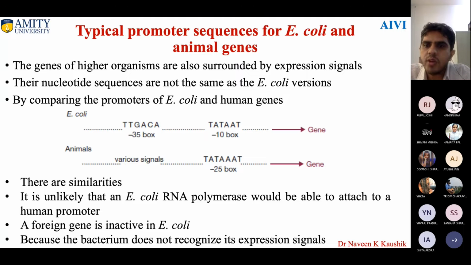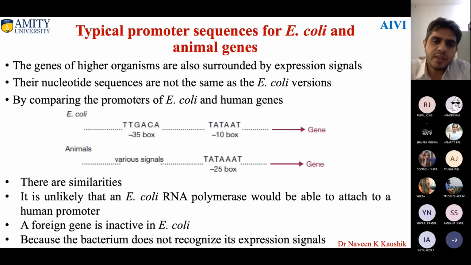By comparing the promoters of E. coli and human as seen below, there are similarities, but it is unlikely that E. coli RNA polymerase will be able to attach to the human promoter. There is some similarity, but dissimilarity is also there. That's why the two polymerases can't recognize each other's promoter.